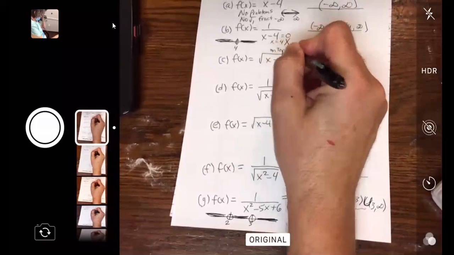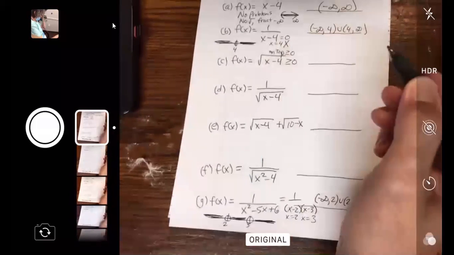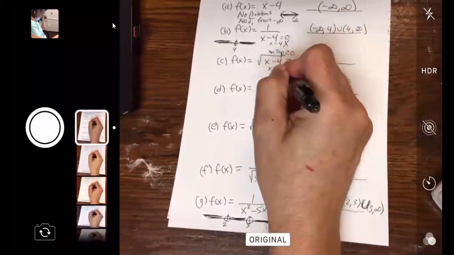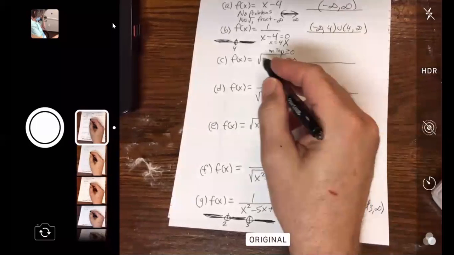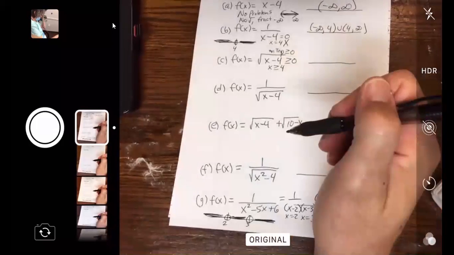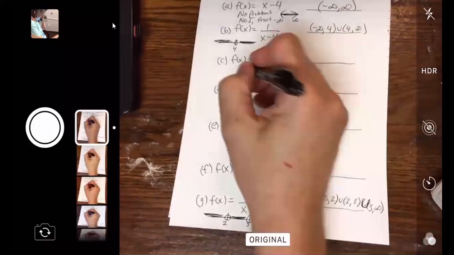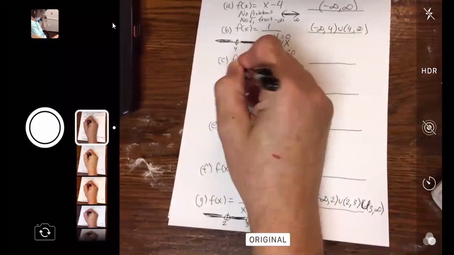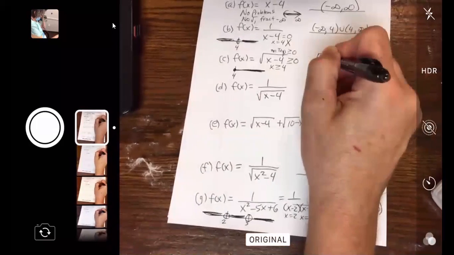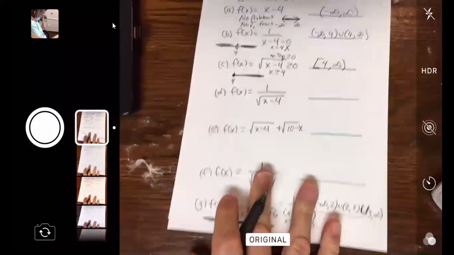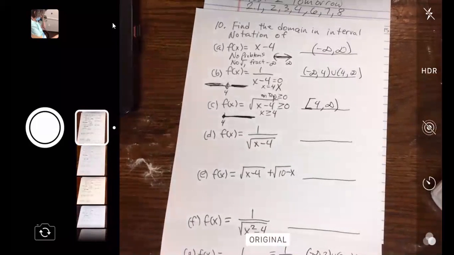So on top, that means greater than or equal to 0. That means x is greater than or equal to 4. You can't stick in 3 or 2 or 1, any number less than 4. But you can stick in 4. So that's going to put a closed circle at 4, shading right, making its domain with a bracket, 4 comma infinity. Questions about that? No. Okay.